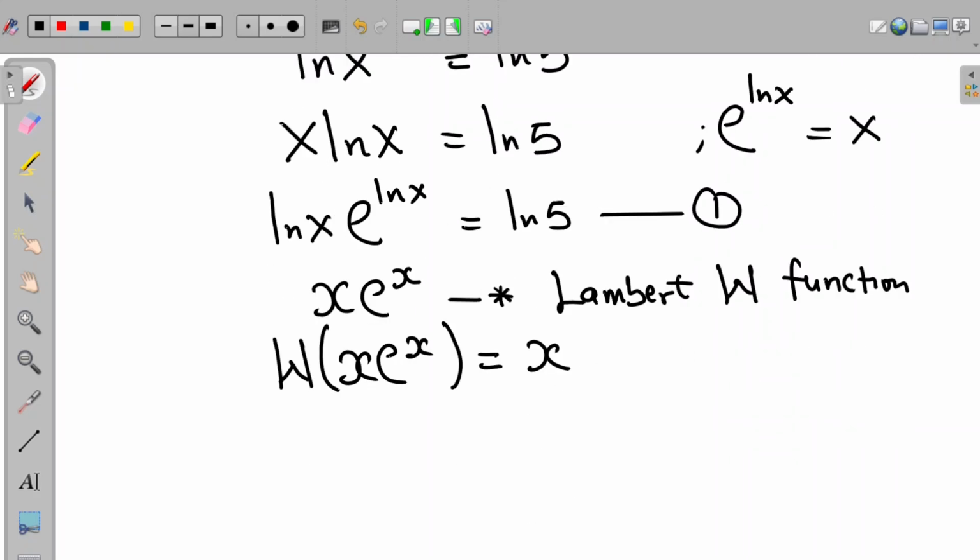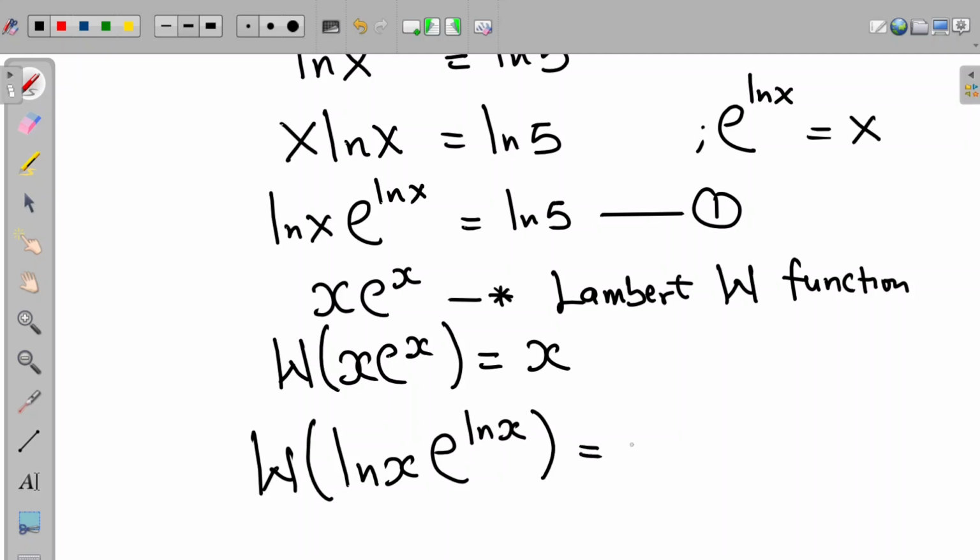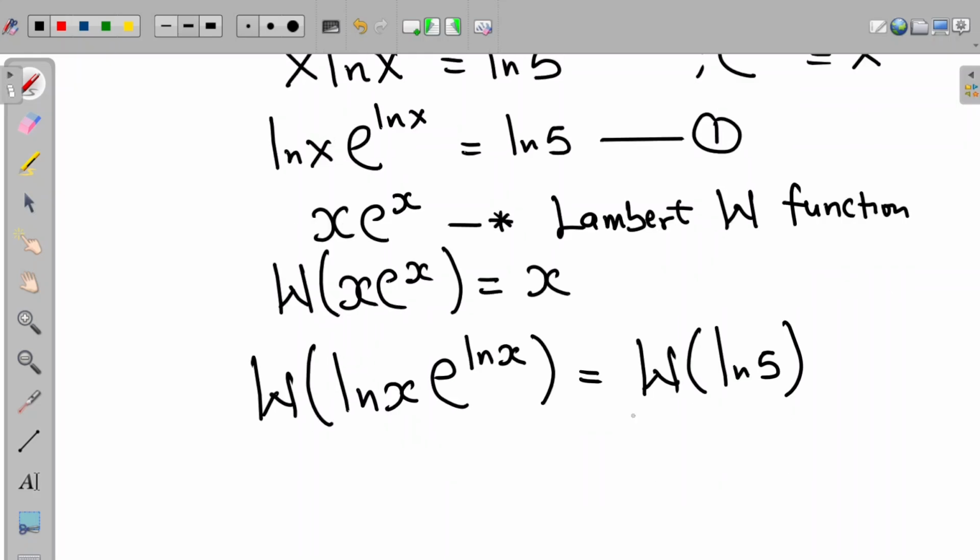First, applying the Lambert W function in equation 1, we have that W of ln x multiplied by e raised to the power of ln x is equal to W of ln 5. Now, at this point, if we apply our knowledge from this point, we have that the left-hand side is equal to ln x, so ln x is equal to W of ln 5.